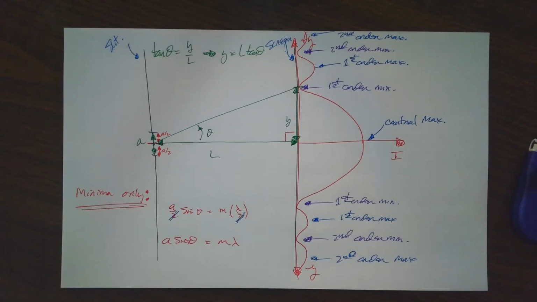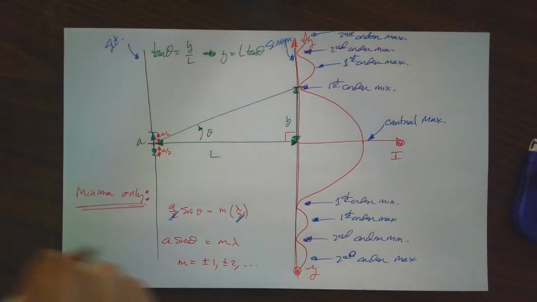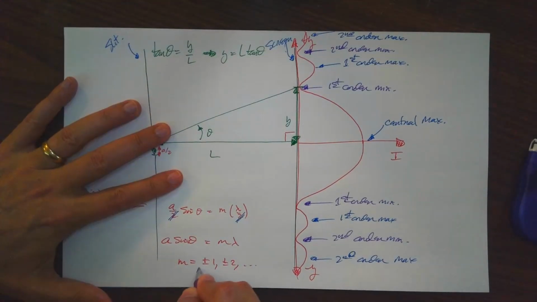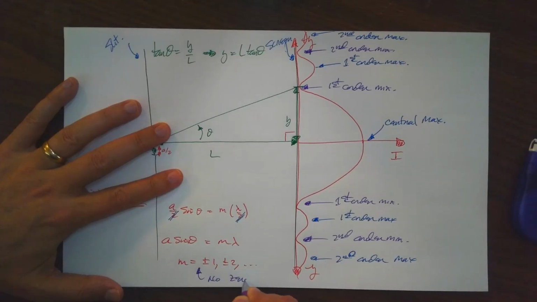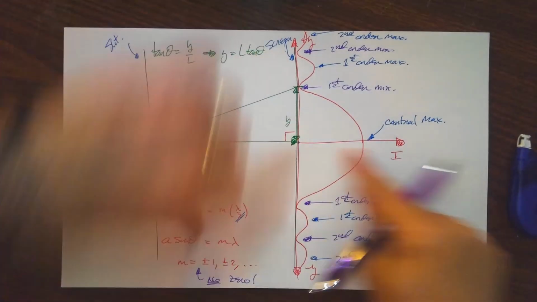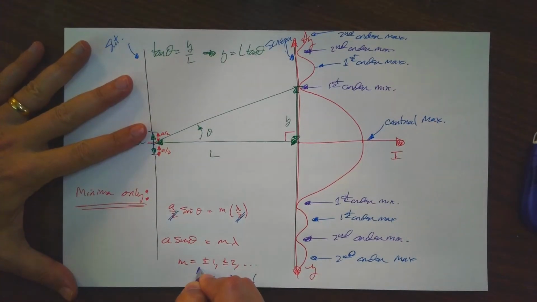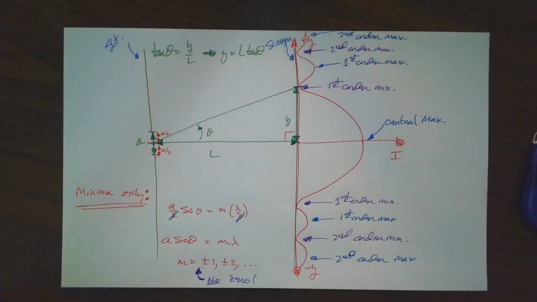Now, because they did this, your m values will only be plus or minus 1, plus or minus 2, and you see that there's no 0. Because if it was 0, we'd be here in the middle, at the center of the central max. And so 0 is not an option on this particular one. And like I said, when you do the big derivation, it comes out nice and clean, but I wanted you to have a feeling for why it's m lambda and not half wavelengths like we should have probably had. Okay? And so this will give us the locations of the minima only.